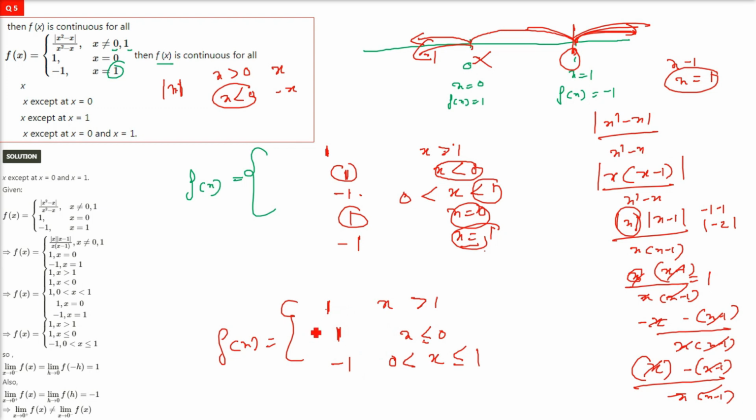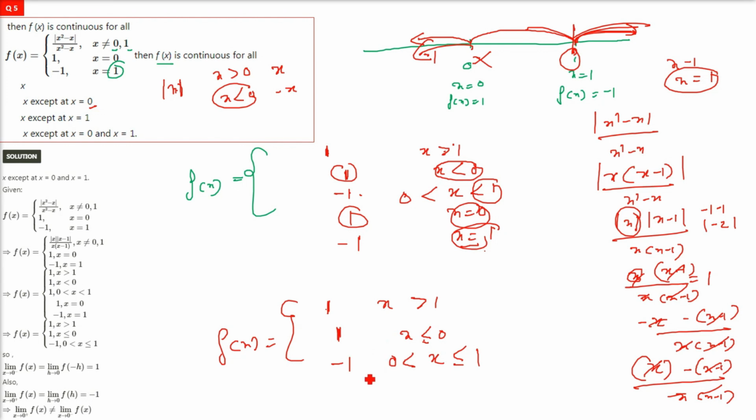Now this is quite easy. You don't have to go for left hand limit and right hand limit, because the picture makes it clear whether it will be continuous at a point or not. So now we'll actually check 0 and 1. 0 and 1 are the points we are going to check.